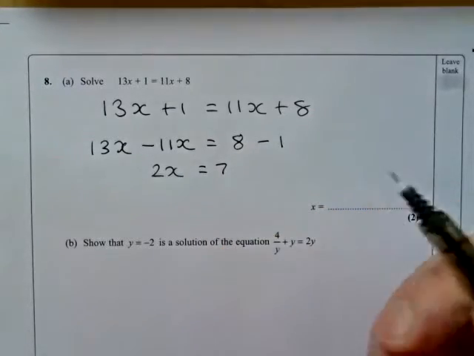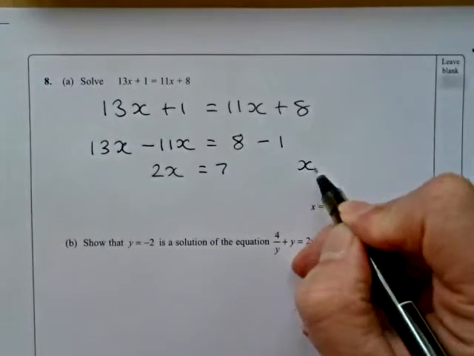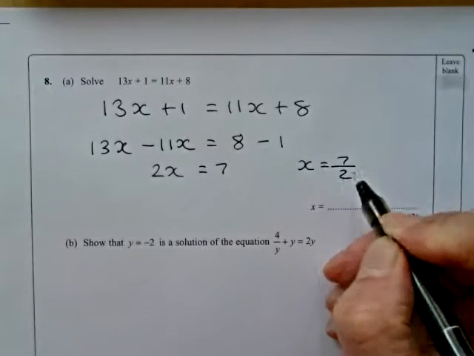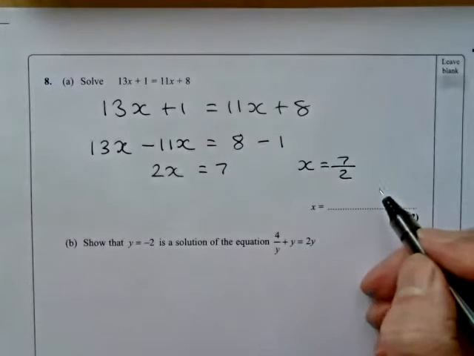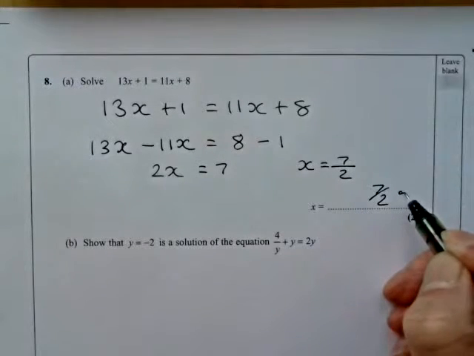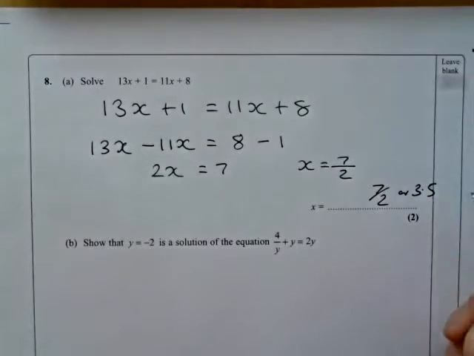So we've got 2x equals 7, so therefore x will equal 7 divided by 2. 2 lots of x equals 7. We have to halve the 7 to find out what x is. So x is 7 over 2, or you can write 3.5.